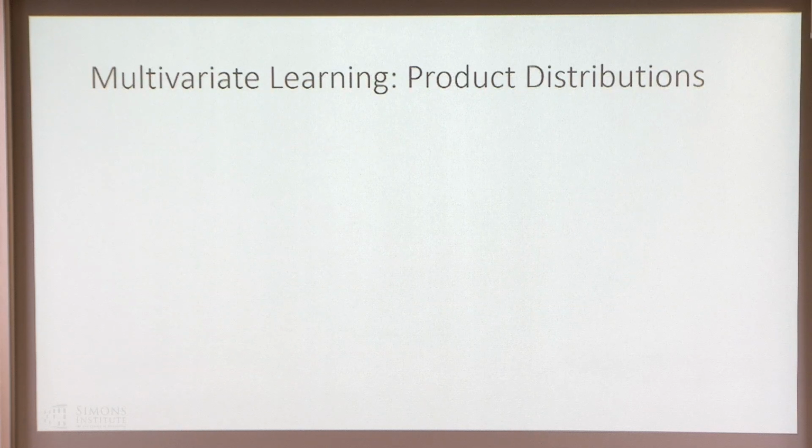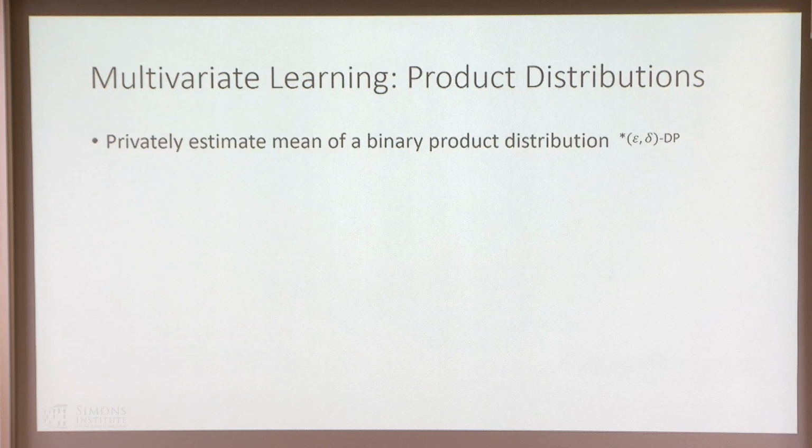I'm going to mention multivariate learning, product distributions. Suppose we have a multivariate distribution. We want to privately estimate the mean of this distribution, and we're going to focus on binary product distributions. Here's the case with d equals 3.